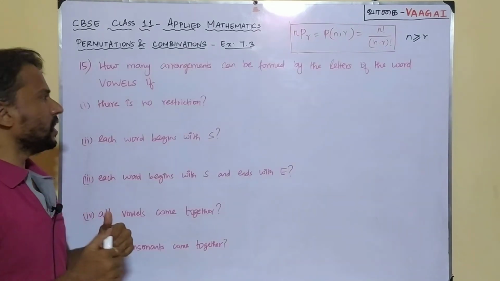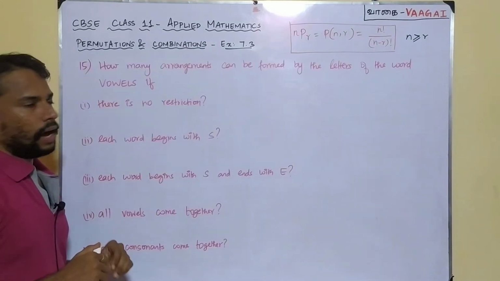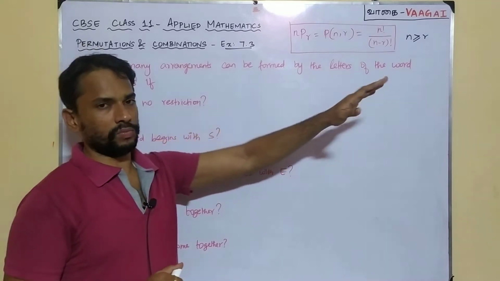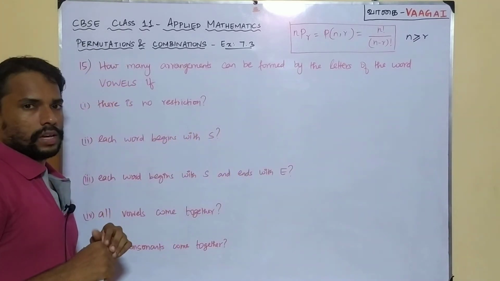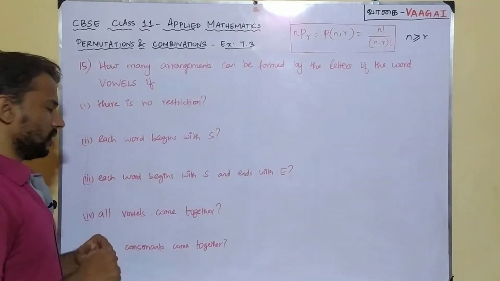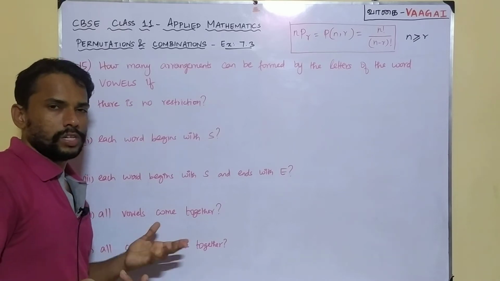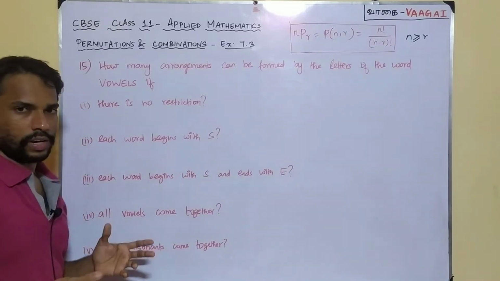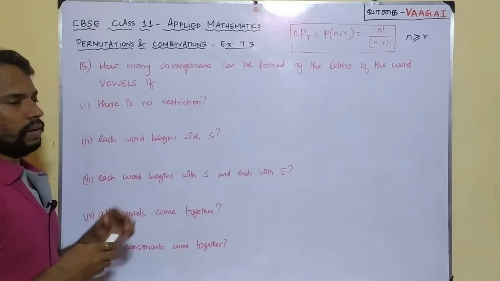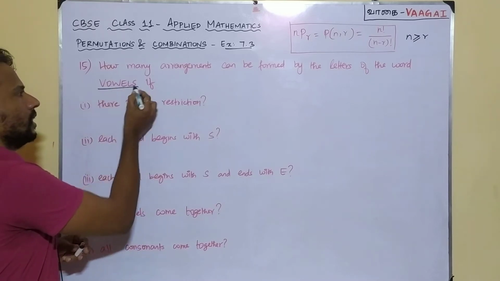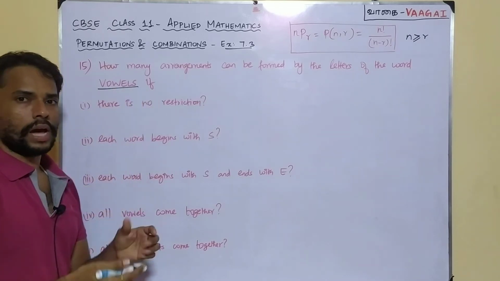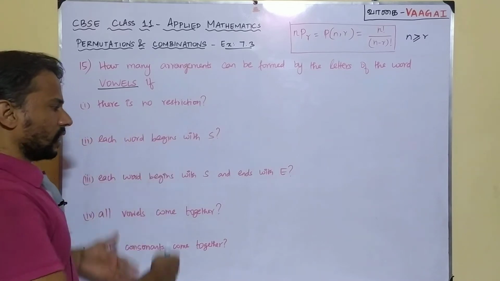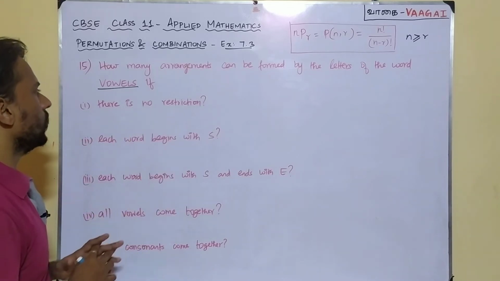Going to question number 15. Here we have: how many arrangements can be formed by the letters of the word VOWELS, with 5 subdivisions? All of them are going to be much easier questions, so let's work them quickly one by one. Our given word is VOWELS. The letters of the word VOWELS are to be rearranged based on the given conditions in each subdivision. This is what we need to do here.